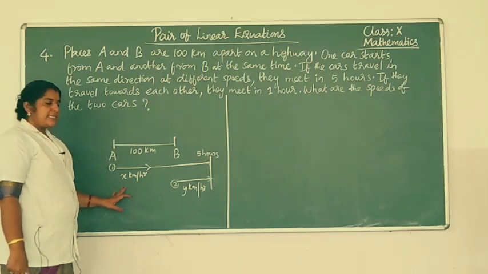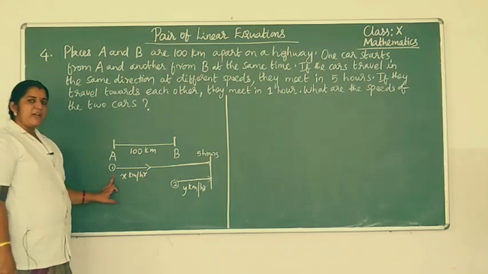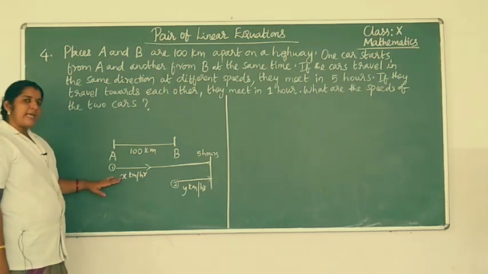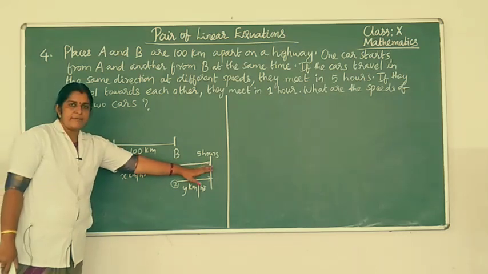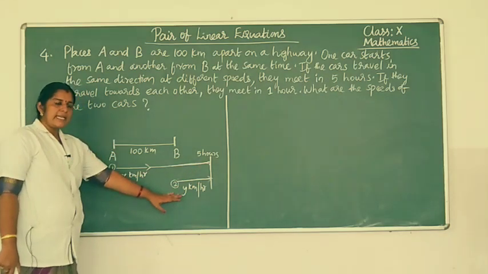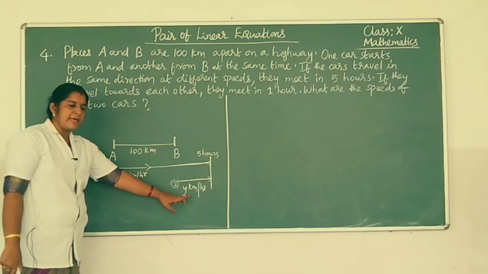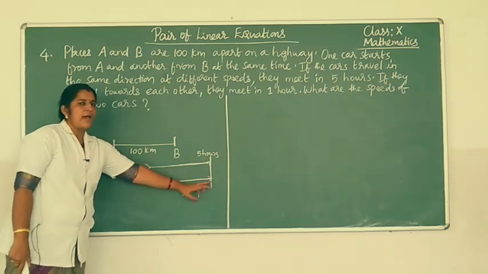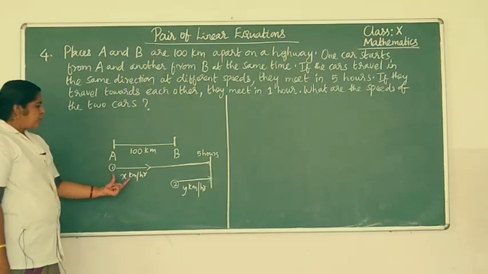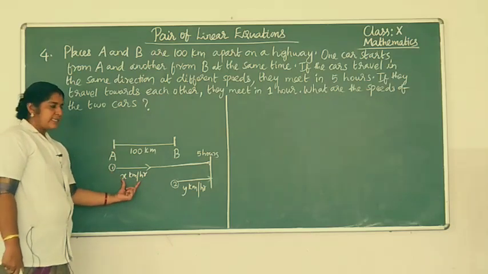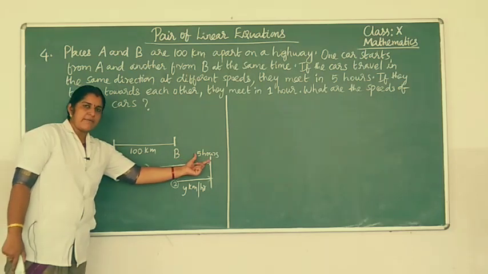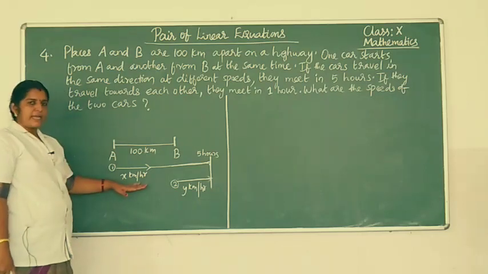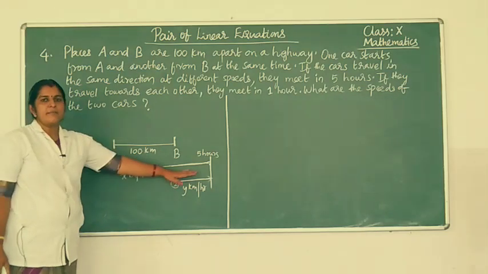Yes, now children, see here. Here we have assumed the speed of the first car is x kilometers per hour, and the time taken by the first car is 5 hours. Similarly, for the second car, the speed is assumed to be y kilometers per hour, and this second car is also traveling 5 hours, and they meet at the common place. Now you see, the speed assumed is x kilometers per hour and the time is 5 hours. From this speed and time, what can we find out? We can find out the distance traveled by the first car.